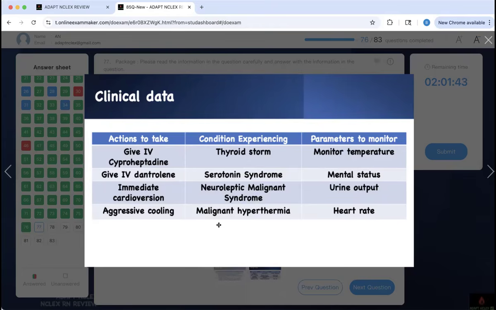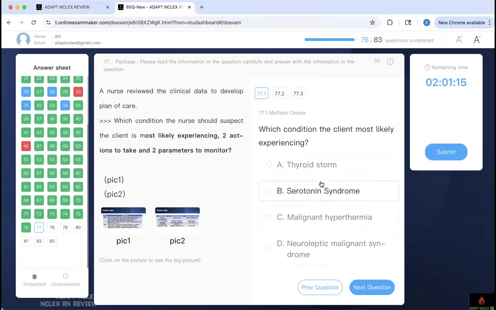What is our priority? We're going to give you dantrolene to prevent the effect. And then cardioversion, because of irregular, you're really struggling. Or aggressive cooling as much as possible. Which one do you want to do? Then if you have to monitor, do you monitor the temperature or a mental status or urine output and heart rate? So let's look at the question.